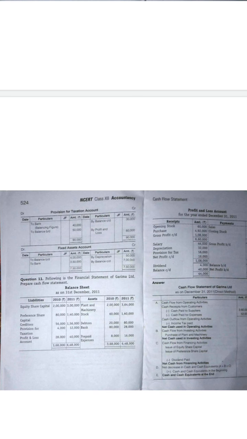So see the balance sheet. The opening balance is 2010, so 'to balance brought down', it is the opening balance. And the closing balance is 'by balance carried down'. This is the closing balance. And there is a new purchase of fixed asset. That is it. And there is a depreciation of 50,000.